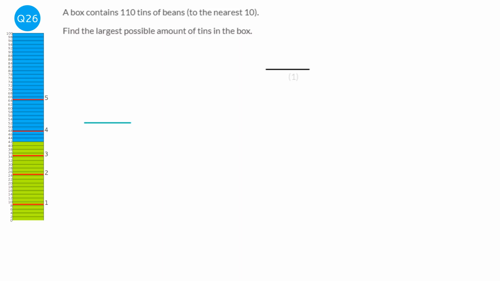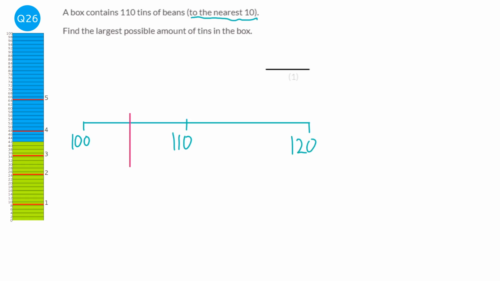If I start by drawing a number line, and we're going to put the 110 in the middle. Now I'm going to label the next one down and the next one up. It says to the nearest 10, so the next one down would be 100, and the next one up would be 120. Now we're interested in the cutoff, and the cutoff point is between the 2 numbers. If it goes above that cutoff point, it would have rounded to the next number up. So if the number was here, it would round to 120.